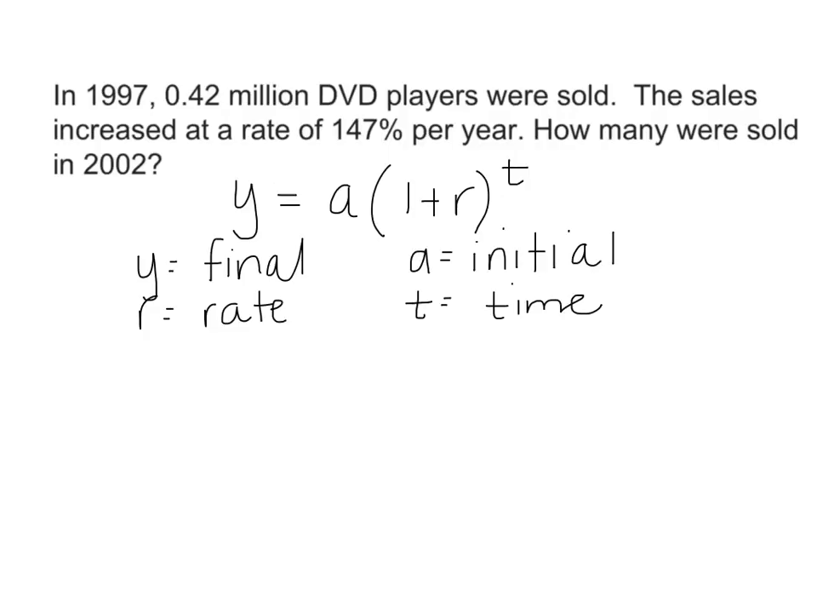So in here, the sales increase at a rate of 147% per year. How many were sold in 2002? So let's identify our variables. I'm looking for y. It's my unknown. I know that my initial amount is 0.42 million. I know that my rate is 1.47, changing it to a decimal, and my t is 2002 minus 1997, which is 5 years.